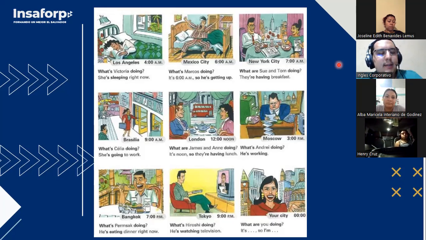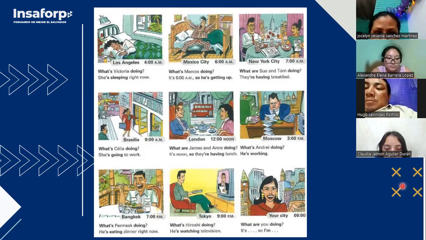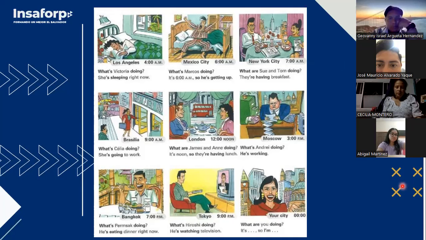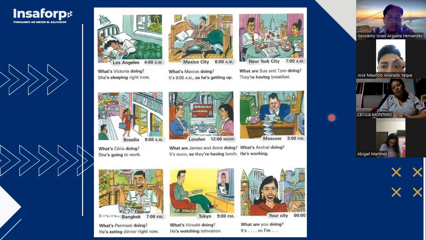Who are the ones that are missing, the ones who haven't participated? Hugo, you participated, right? Yes. Okay, thank you. In this case, Giovanni and Jose Mauricio. You haven't been assigned one? That's why we are going with you right now. Giovanni, you're going to help me with Los Angeles, and Jose Mauricio, you're going to help me with Mexico. Giovanni, you're going to start. What's Victoria doing? She's sleeping right now. Thank you.